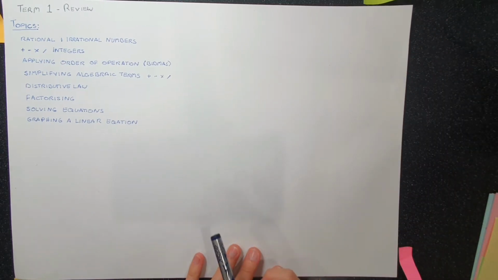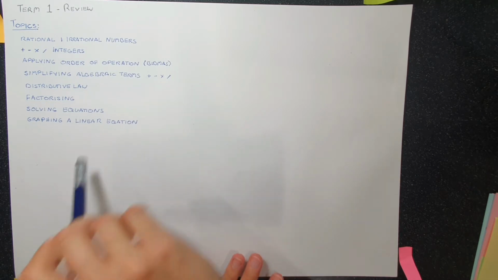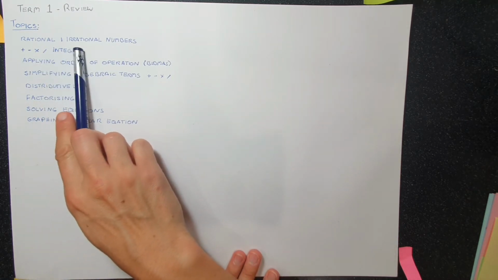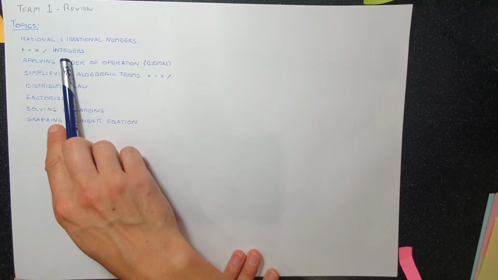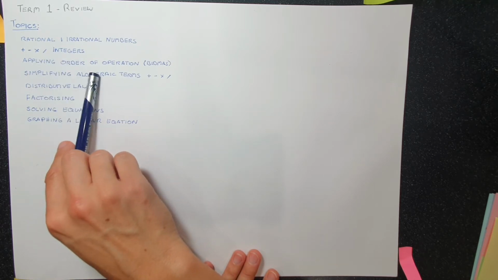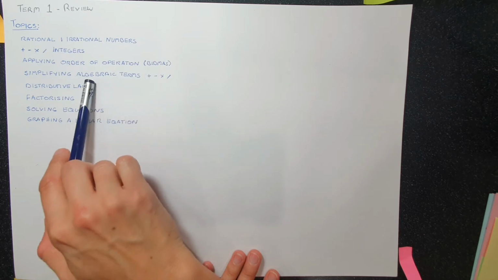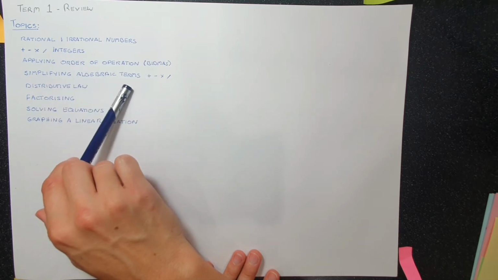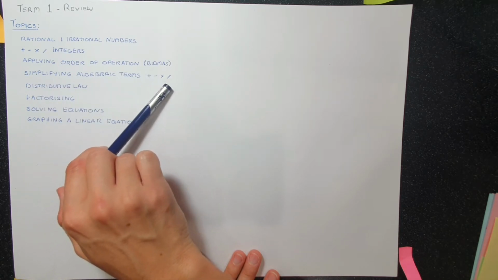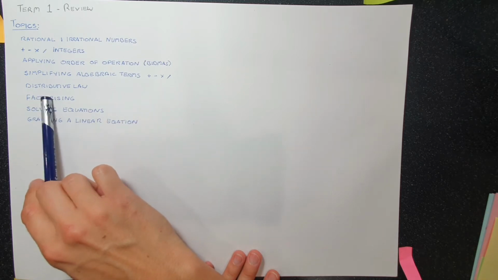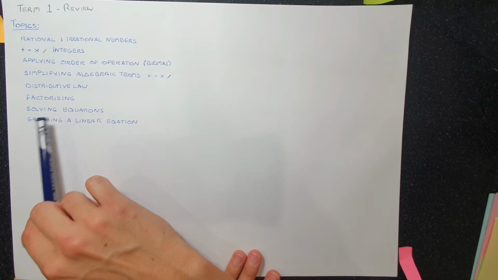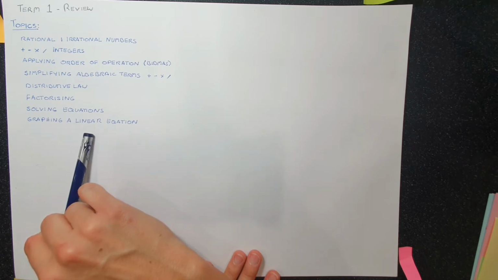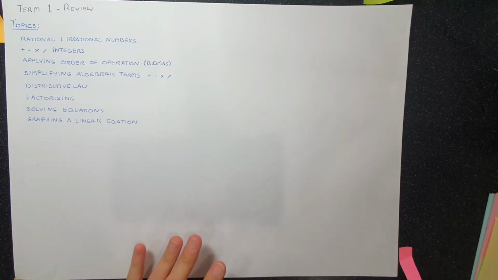Let's have a quick look at the topics that will be on your quiz. The topics on your quiz are going to be rational and irrational numbers, adding, subtracting, multiplying and dividing integers, applying order of operation, BIDMAS, simplifying algebraic terms, adding, subtracting, multiplying and dividing, the application of distributive law, factorizing, solving equations, and graphing a linear equation. So let's move through these.